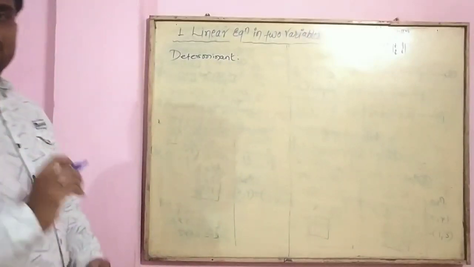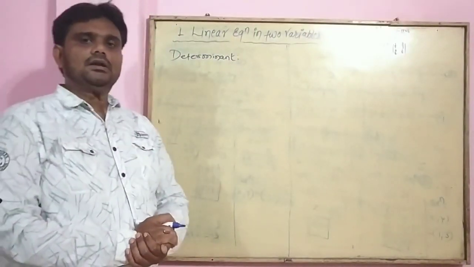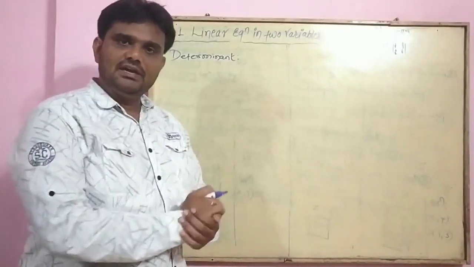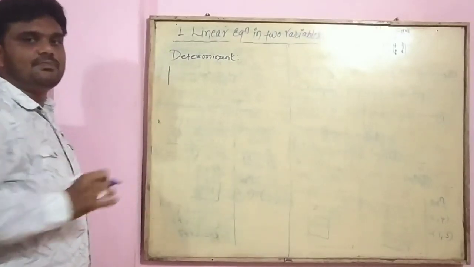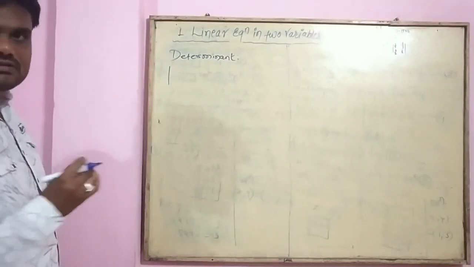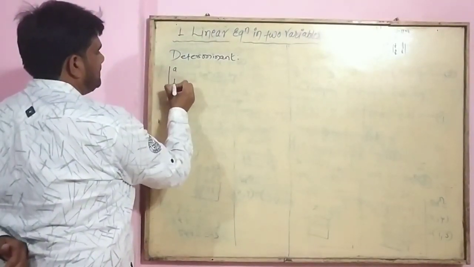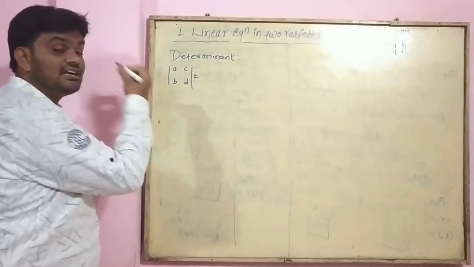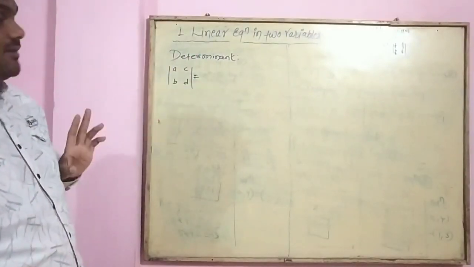From a student's point of view, this is a new word for you, but not a difficult one. See here, a rectangular or square arrangement of numbers in a particular manner, A, B, C, D, is known as a determinant of the type 2 by 2, meaning 2 rows and 2 columns.